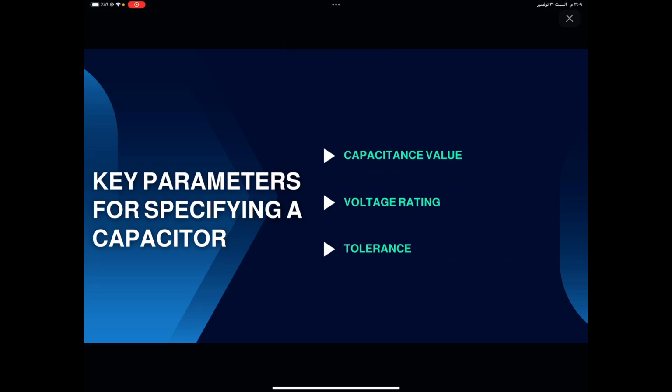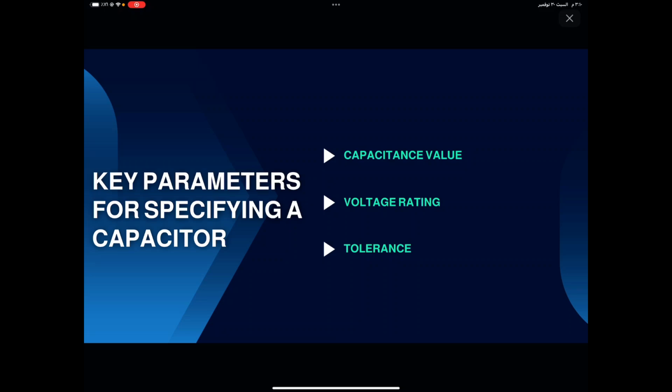And the next is the voltage rating. It indicates the maximum voltage the capacitor can safely handle without the risk of breakdown. Exceeding this voltage limit will lead to breakdown and will cause damage to the capacitor, and it's possible to damage other components in the circuit. So it's important to choose a capacitor with a rating higher than the maximum.